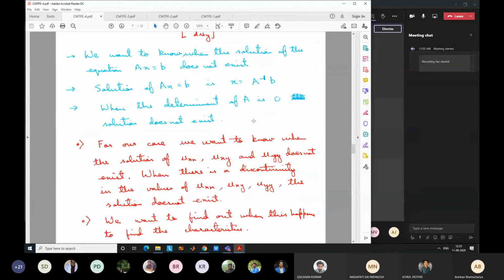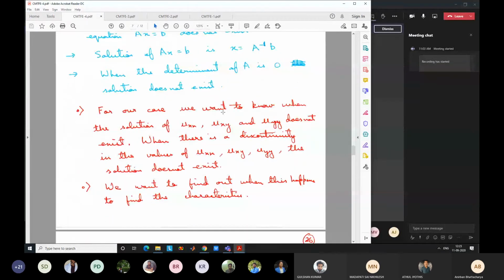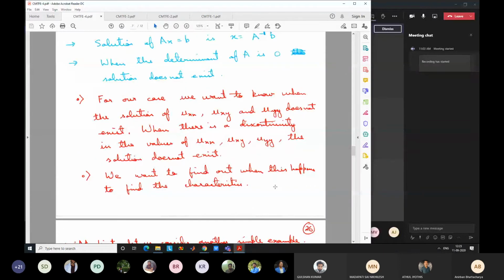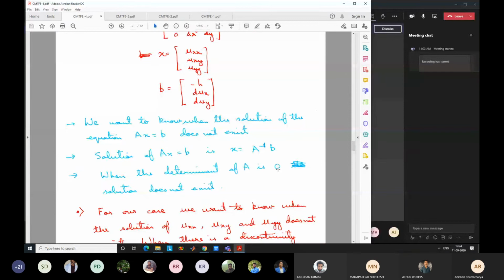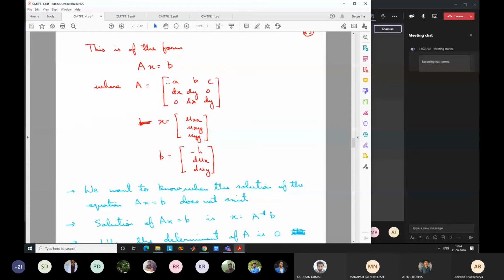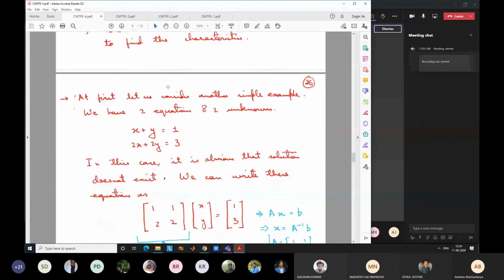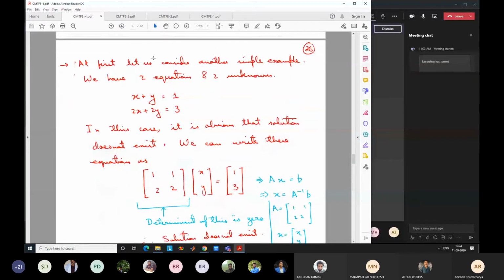This same thing I have just written here, whatever I have discussed. For our case, we want to know when the solution of uxx, uxy, and uyy does not exist. So when there is a discontinuity in the values of uxx, uxy, and uyy, the solution does not exist. And we want to find out when this happens to find the characteristics. Let us pause here for a moment. Mathematically, we know that if we find the determinant, we will find some information regarding the discontinuity. That is the characteristic for our case, for our CFD problem, not from the mathematical perspective.